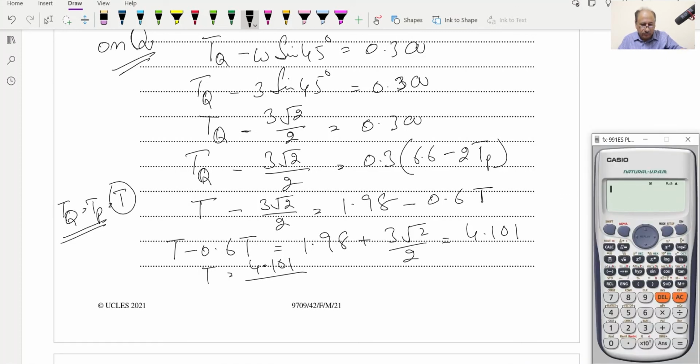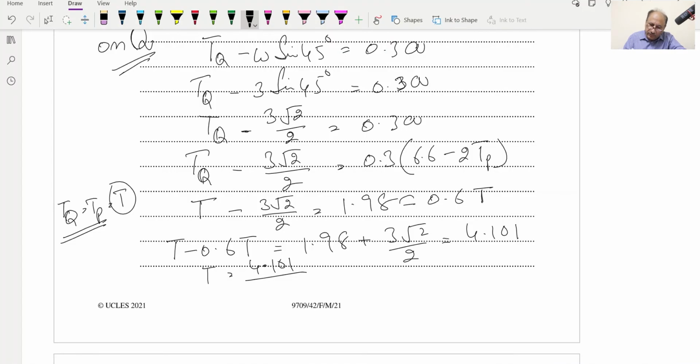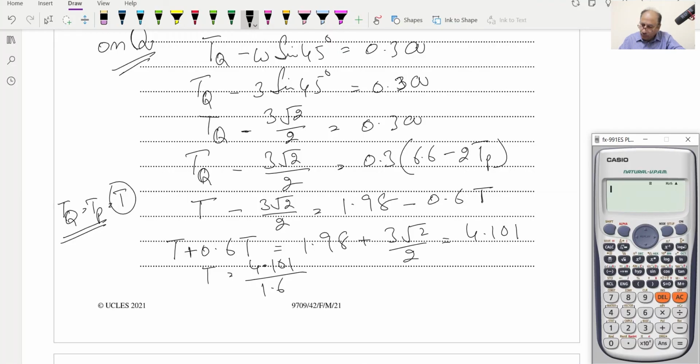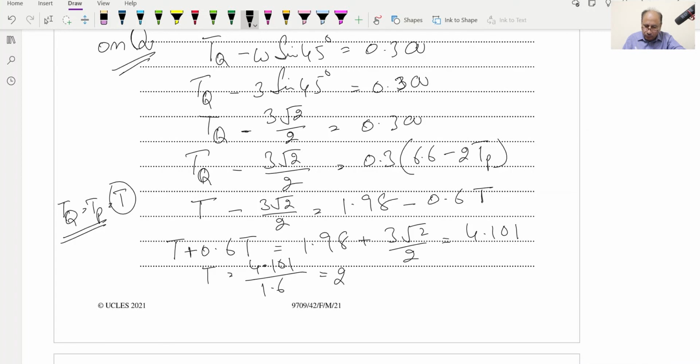This will be what? This will be 1 minus 0.6 is equal to 0.4. It will be plus. When this minus moves to the other side, it will be plus over here, and it will be 1.6. If we divide 4.101 by 1.6, it is equal to 2.56. So T is equal to 2.56 newtons, and this will be the final answer for this part.